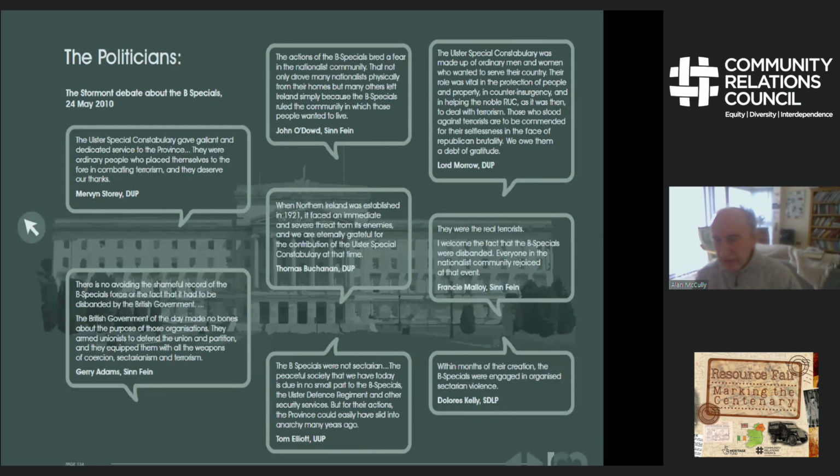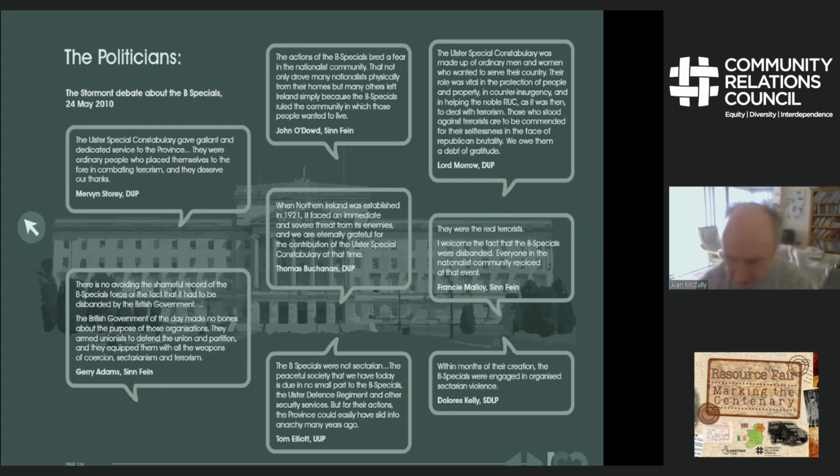And just to demonstrate that these events are live, these are quotes from a debate in the Assembly from the 24th of May 2010, where a number of politicians from different sides of the fence draw attention to the B Specials and their impact and their legacy. So again, linking past and present whenever we can, to get people to think about those connections and how we use history today.